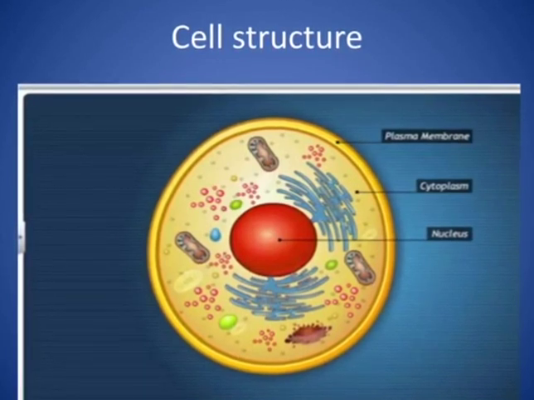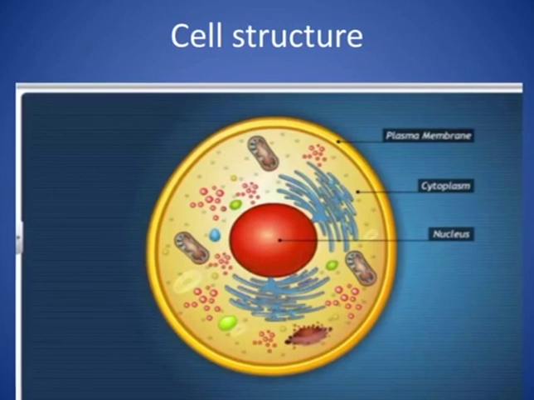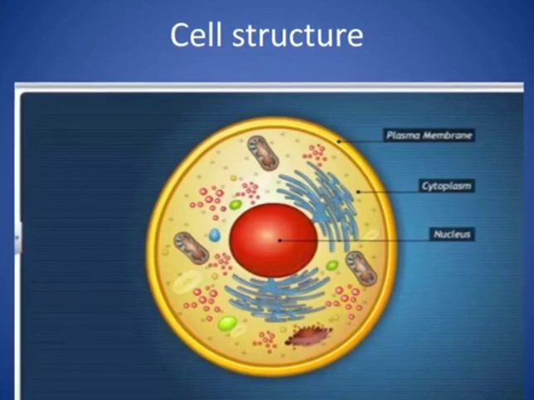If you look into the eukaryotic cell, you will come across the plasma membrane, cytoplasm, and nucleus. These structures can be compared with a factory's departments. Besides this, there are many cell organelles present inside the cell, which are mitochondria, Golgi bodies, ribosomes, and lysosomes. We'll learn about these in detail in the next videos.